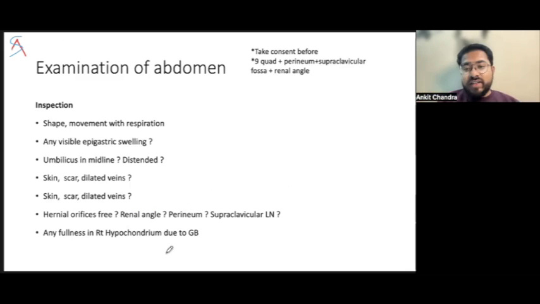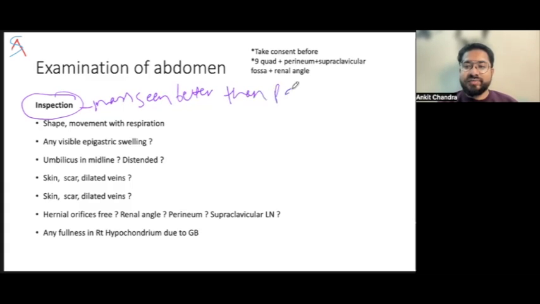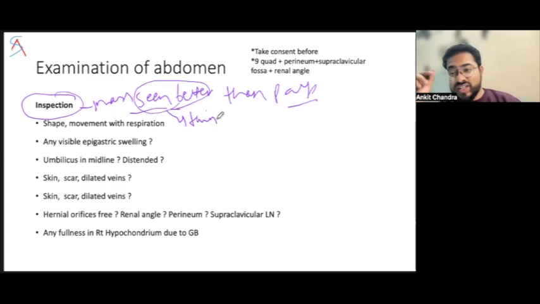Now moving on to the examination. Examination of the abdomen is very, very important, and especially your inspection. Most important is your inspection, because a gallbladder-related mass or swelling will be seen better than by palpation. This you have to remember. And sometimes the gallbladder might be seen even in a thin patient. So it is seen better, you have to remember. Your inspection has to be very important.